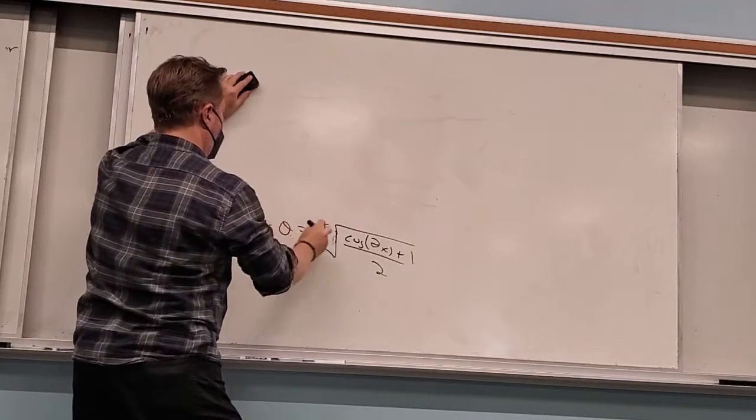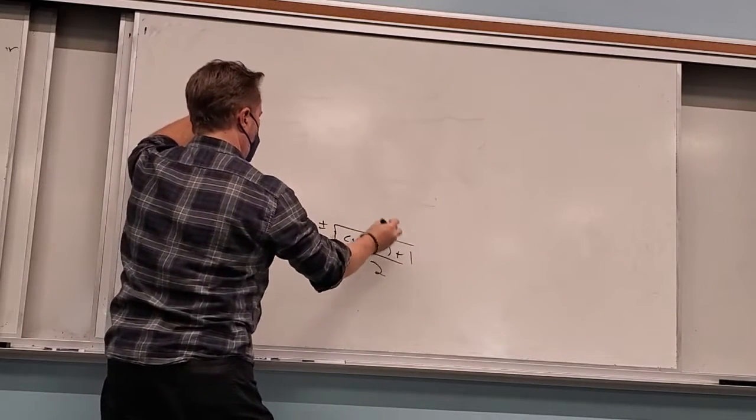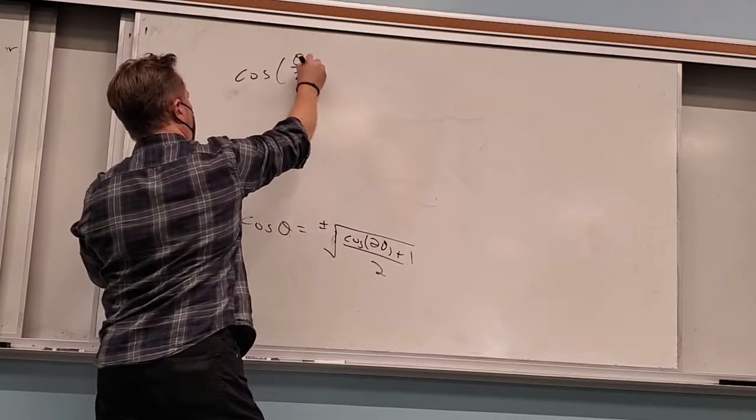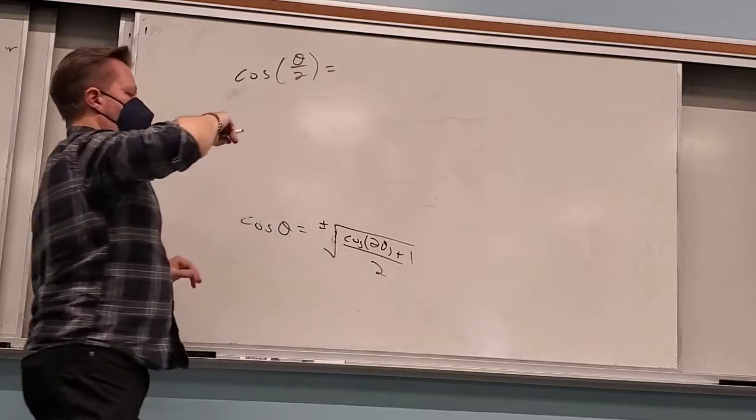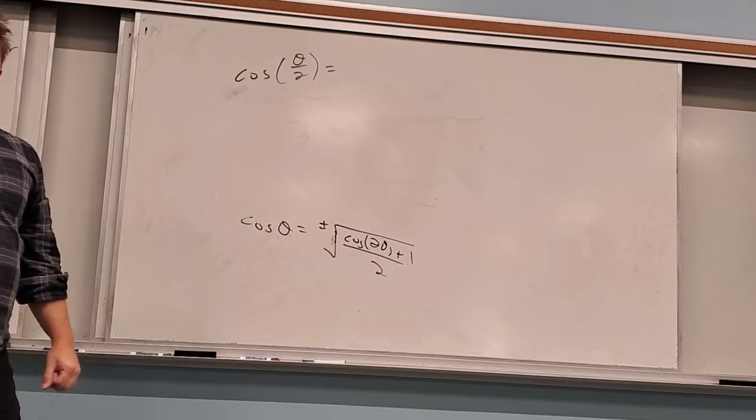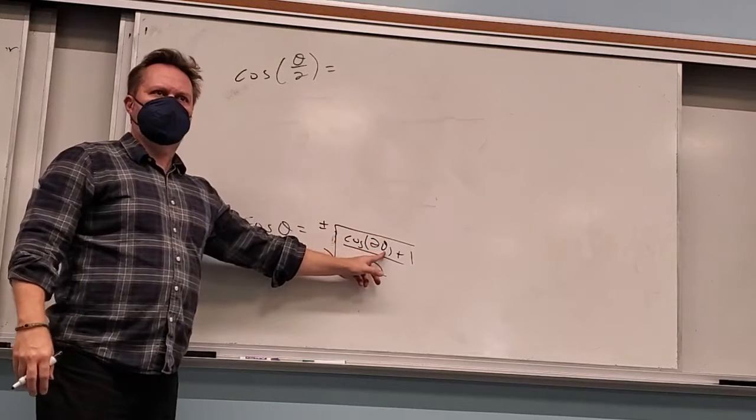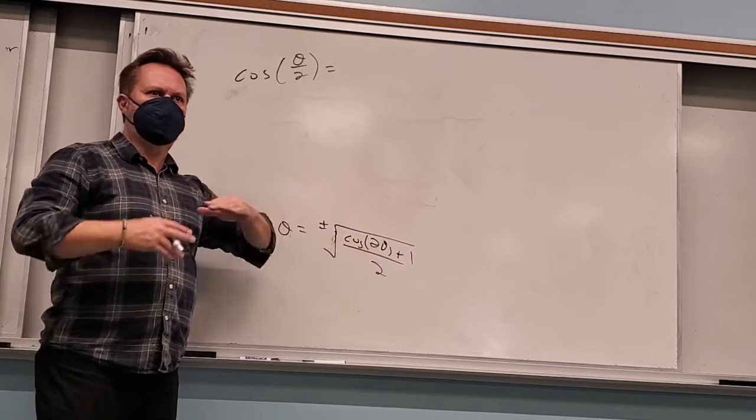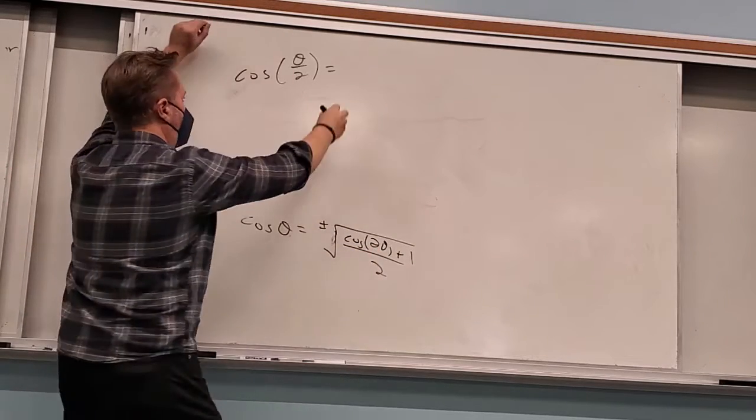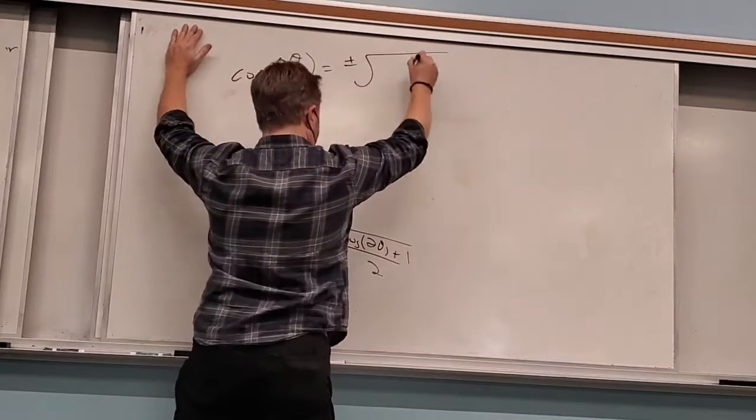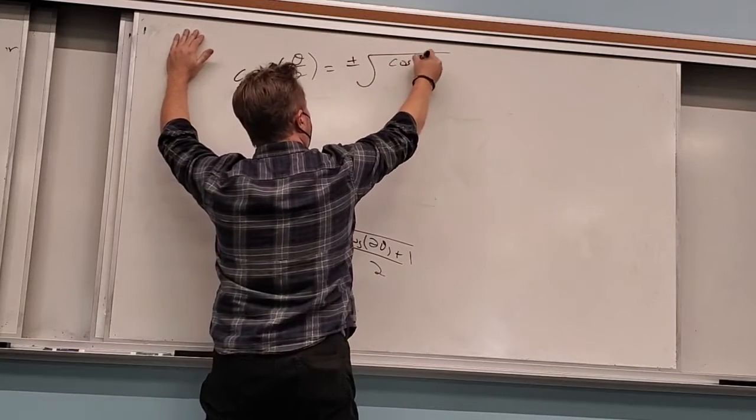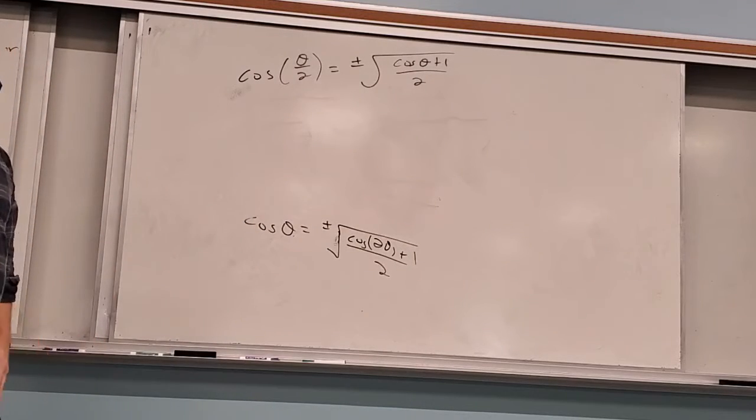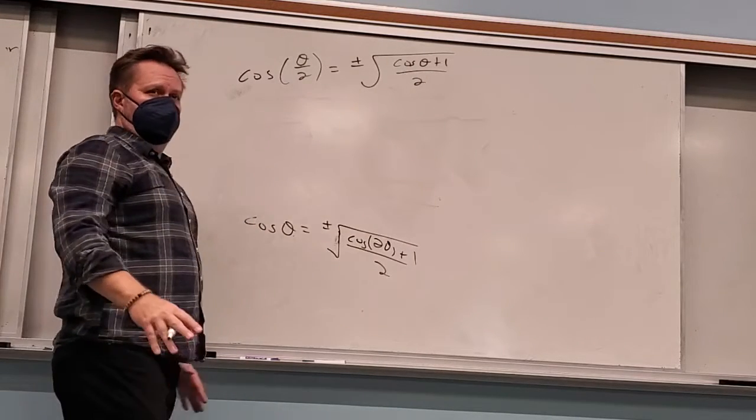Let's make this a theta. So let me ask you this. What if I put cosine of theta over 2? Wouldn't I just put a theta over 2 here? And what's twice theta over 2? Theta, right? So this will be plus or minus square root of cosine theta plus 1 over 2. Is that all right?